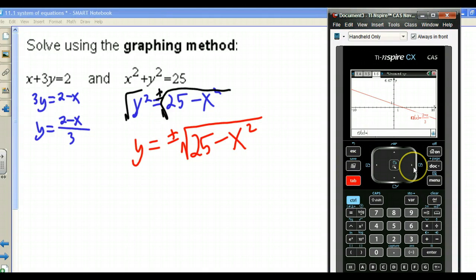So to do that, hit the tab key, type in square root of 25 minus x squared.